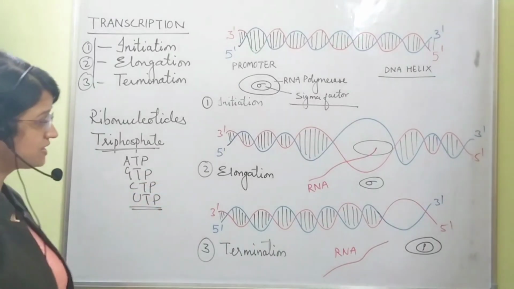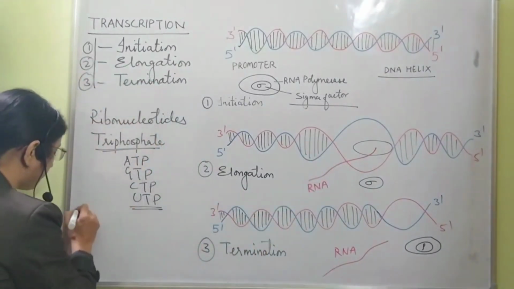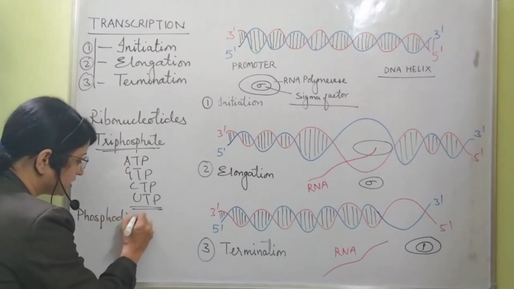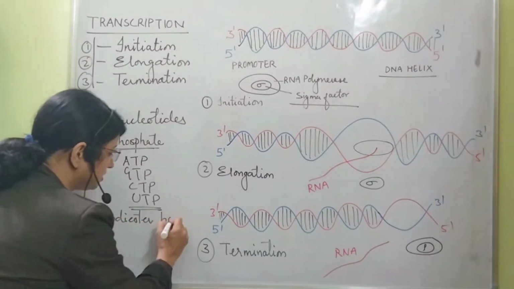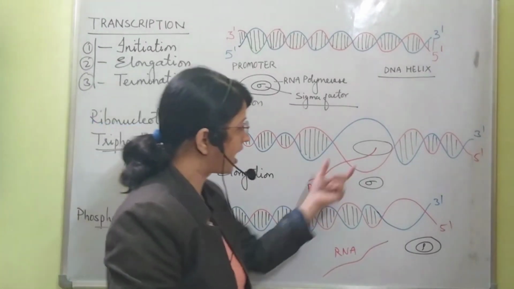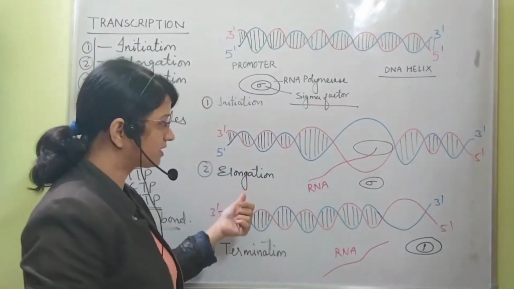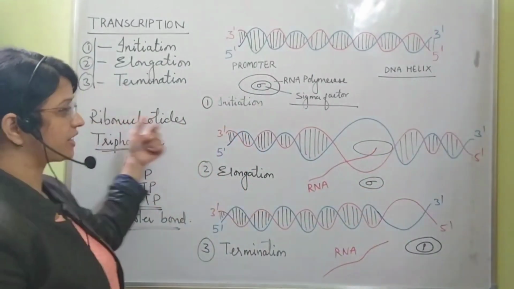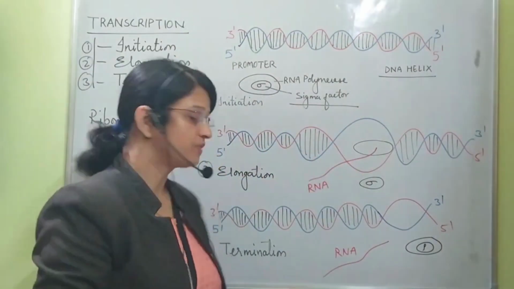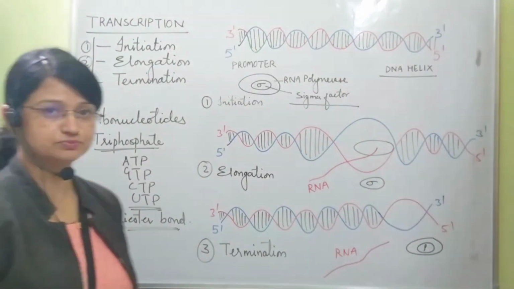Clear? Now this RNA polymerase, what will it do? It will form the phosphodiester bond between them. So during elongation, RNA polymerase moves along the template. Second thing, the ribonucleotides will come and lie opposite to the template strand, and a phosphodiester bond will be formed between them.